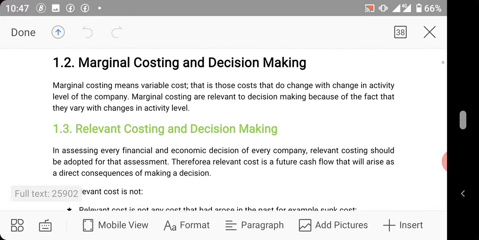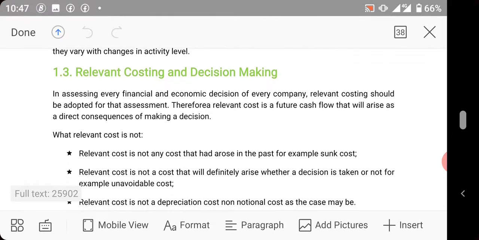We will now look at relevant costing and decision making. How does it affect decision making? What's relevant costing? So these are things we are going to be looking at. I hope you're there.